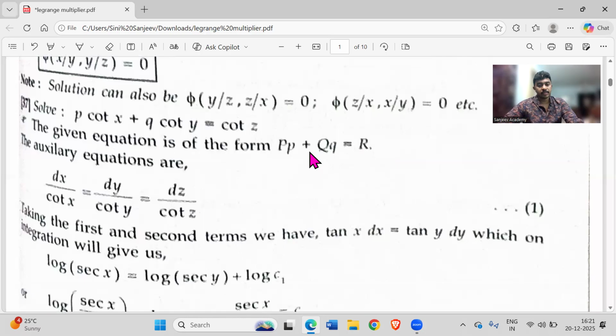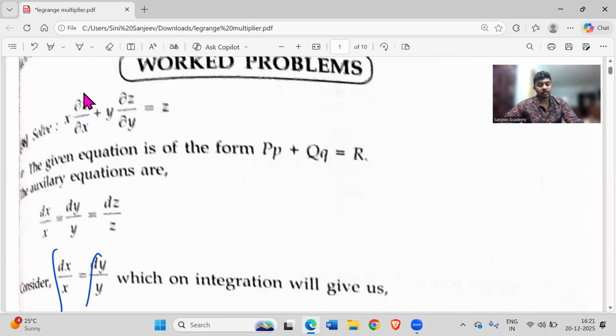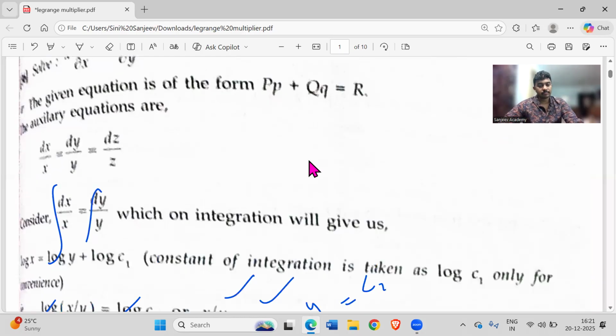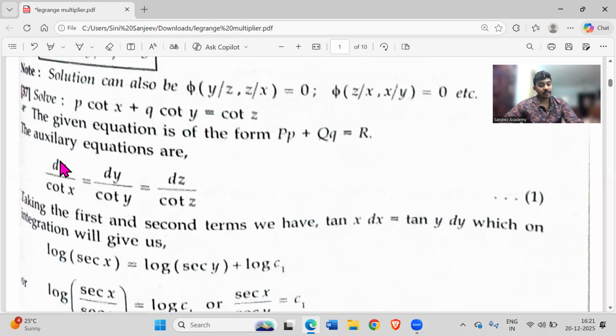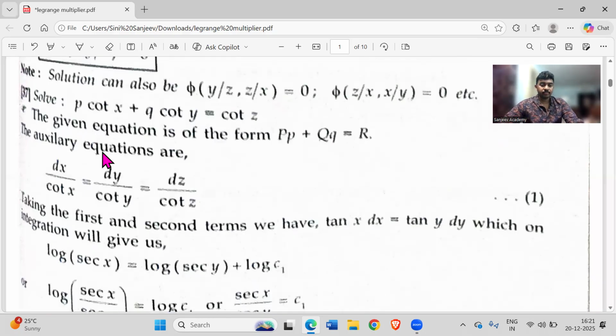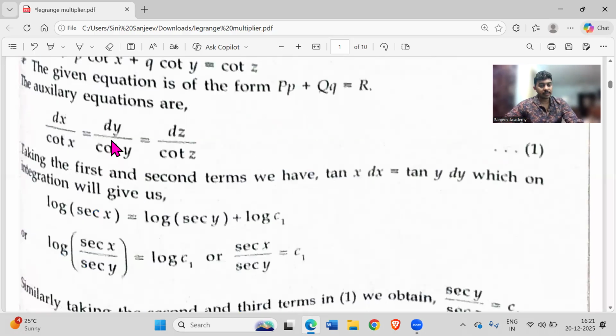As you can see in the above question, x ∂z/∂x, so Pp plus Qq is equal to R, that format. So I'll be getting dx by cot x, dy by cot y, dz by cot z. Integrate, taking two equations on one side. I'll take first these two, then next these two.